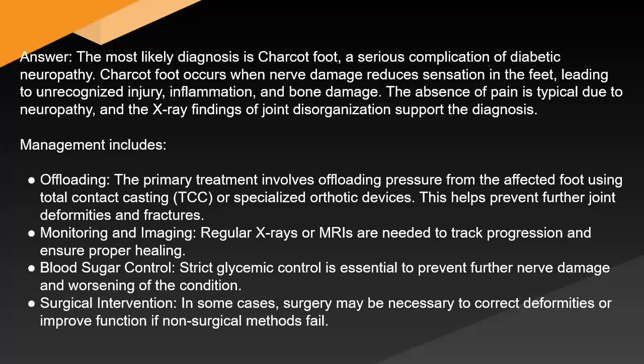Monitoring and imaging: regular X-rays or MRIs are needed to track progression and ensure proper healing. Blood sugar control: strict glycemic control is essential to prevent further nerve damage and worsening of the condition. Surgical intervention: in some cases, surgery may be necessary to correct deformities or improve function if non-surgical methods fail.